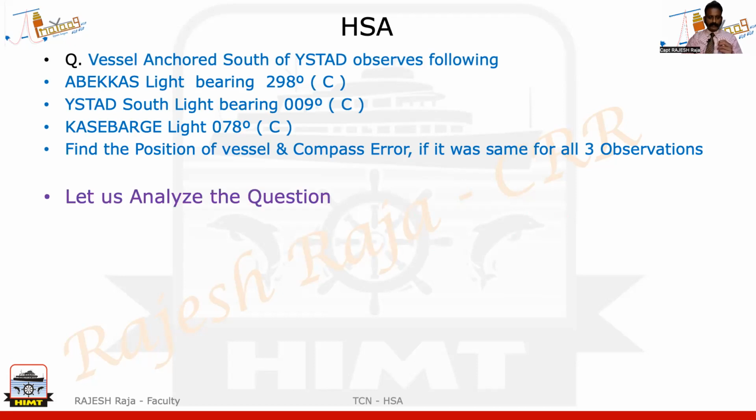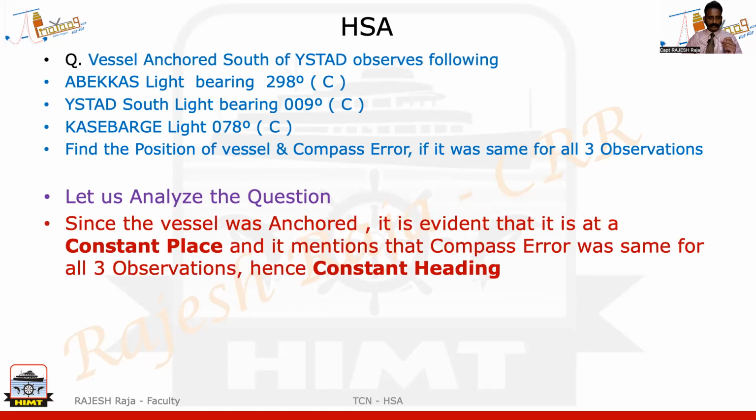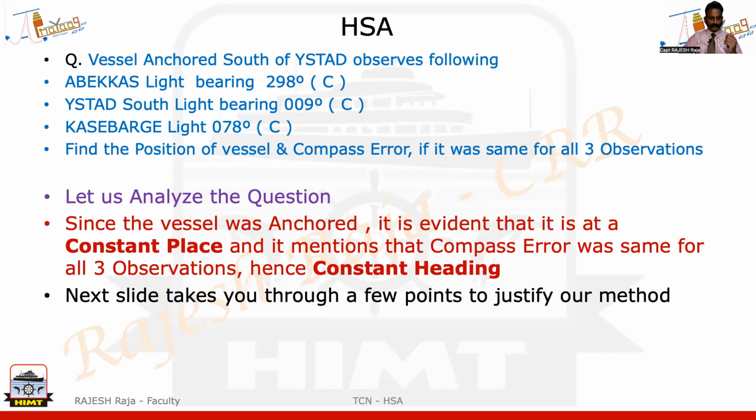Okay, I'm going to quickly look into what is given to us. You can see that it is anchored, so obviously it is going to be at a constant place. And it also mentions that compass error is same, which tells me a clue that it was at a constant heading. So that was the idea for giving me that clue in the question. Now, from the next slide onwards, I'm going to use what all clues were given in the question to justify what method I'm going to do.